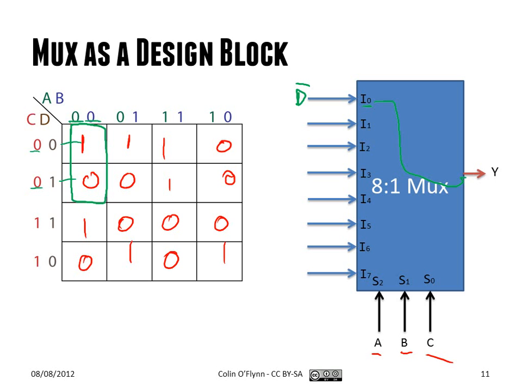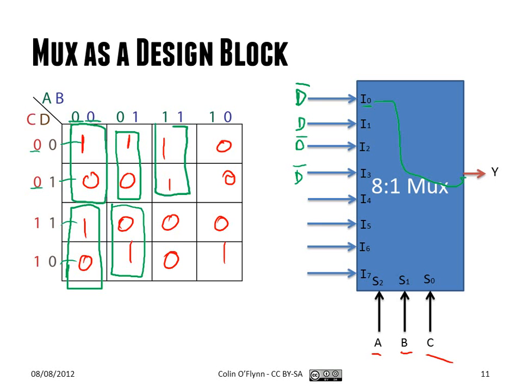In the same way, you can move through each possible one. So 0, 0, 1, ABC is here. And in this case, it's the same as D. So I'm just going to assign D here. 0, 1, 0, again, D complement. 0, 1, 1 is also D complement.